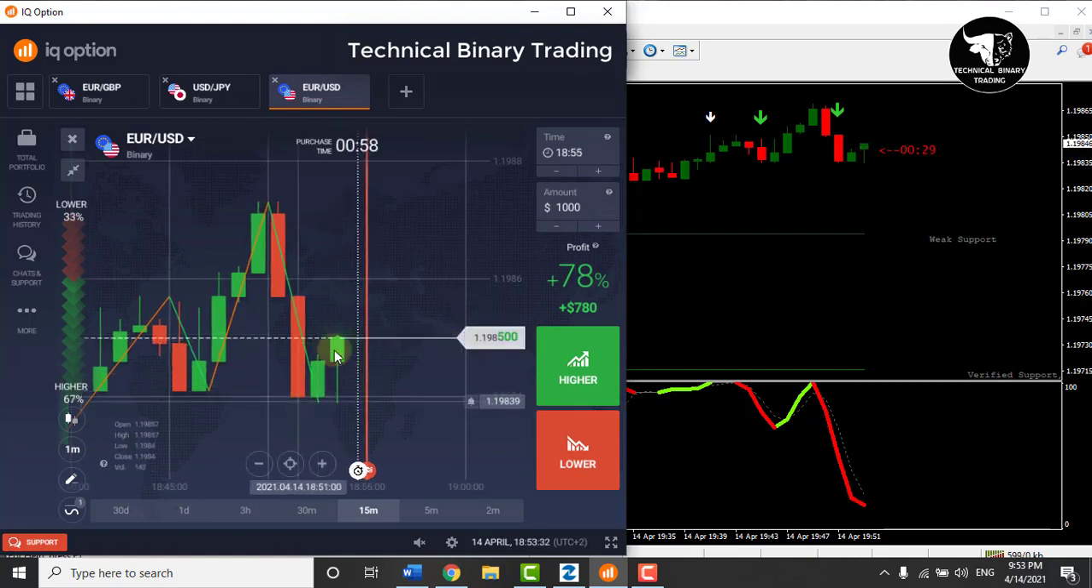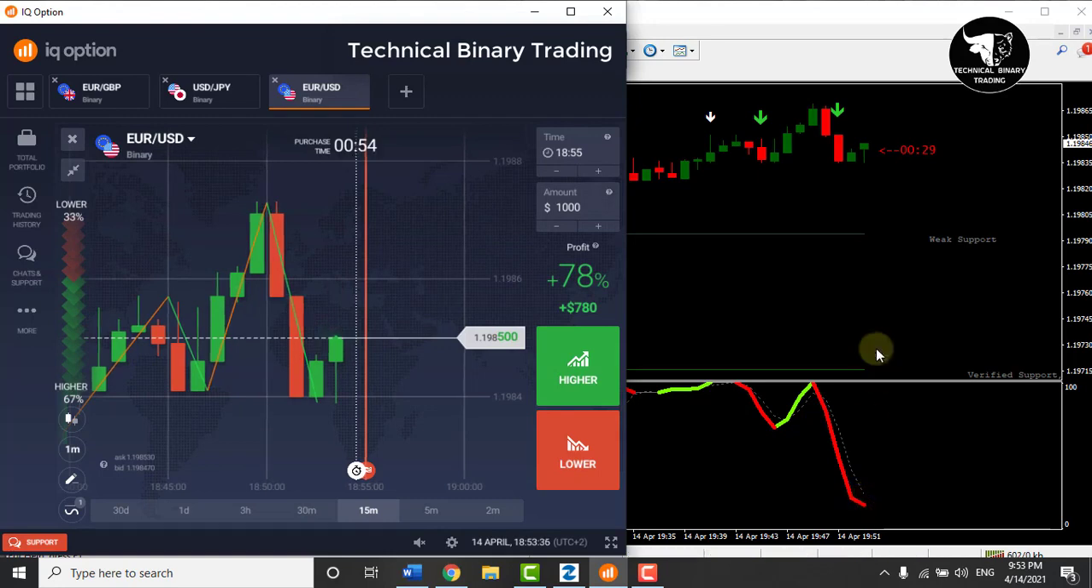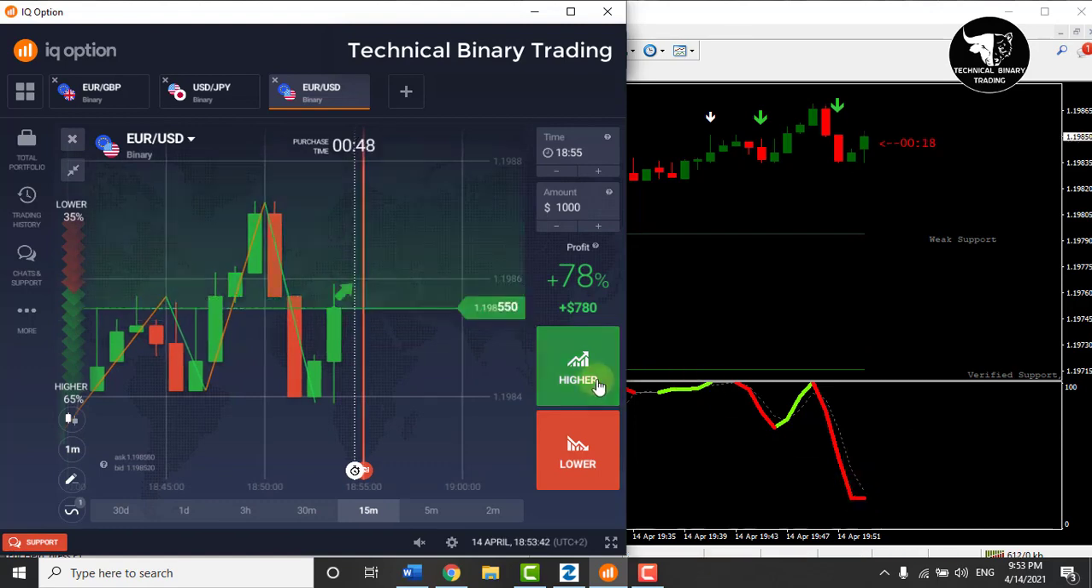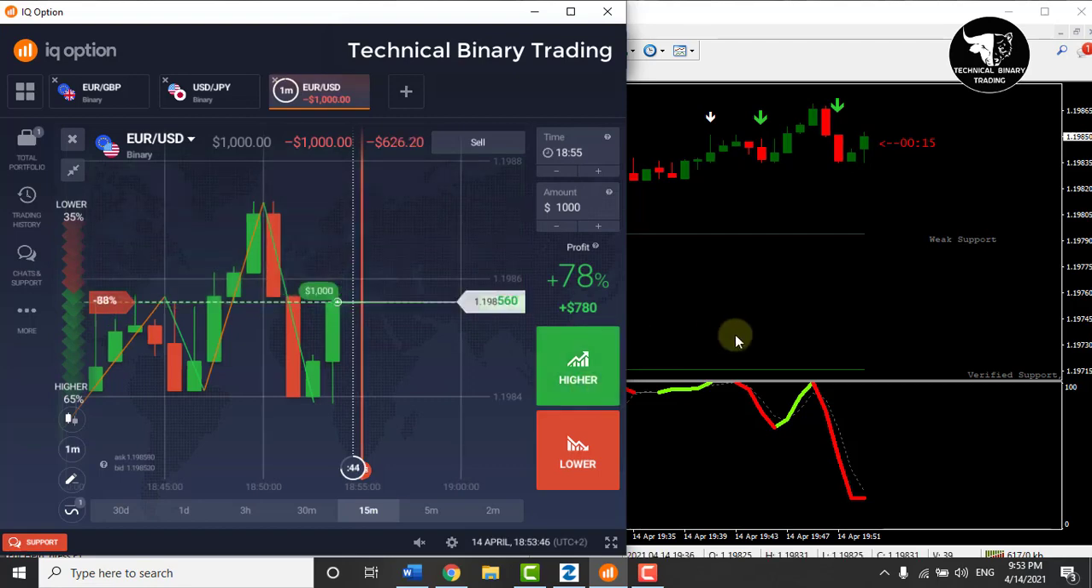Now the stochastic is in the oversold area and about to cross the signal dotted line. In IQ Option, a green zigzag line has appeared. Therefore, it's a double confirmation to take an up trade without an arrow.